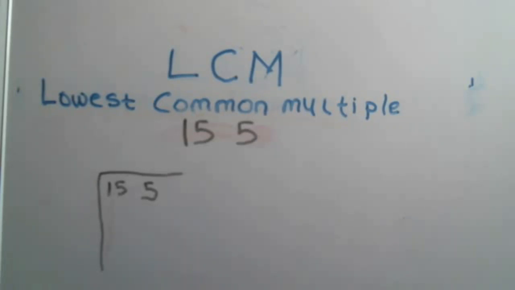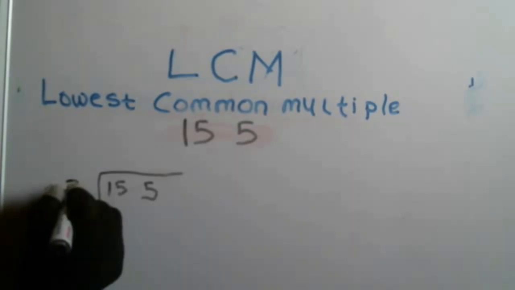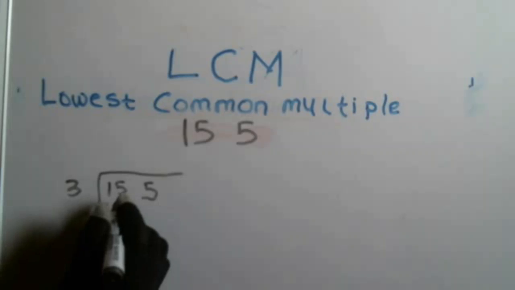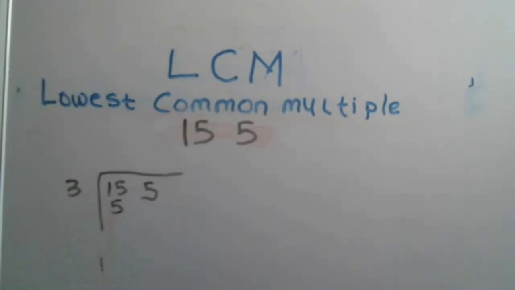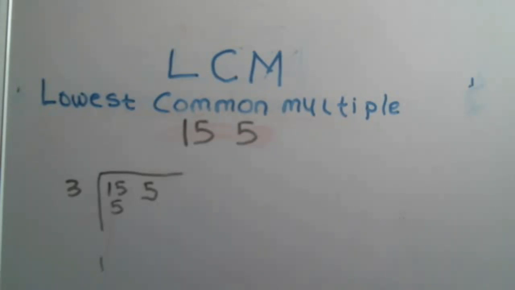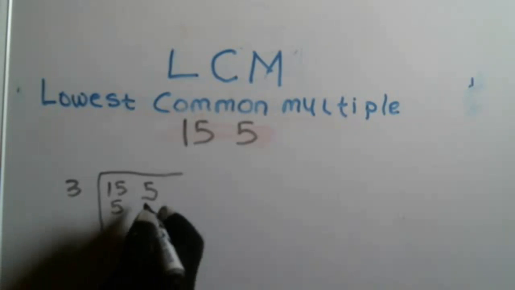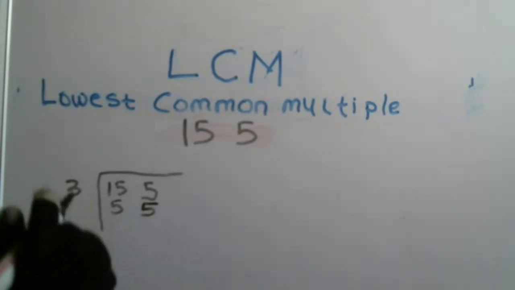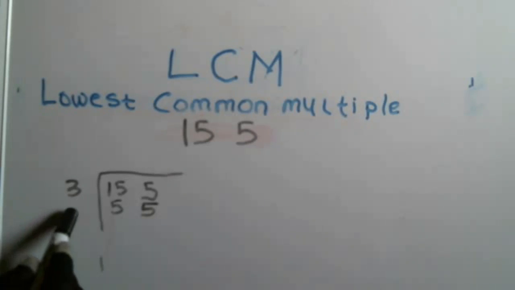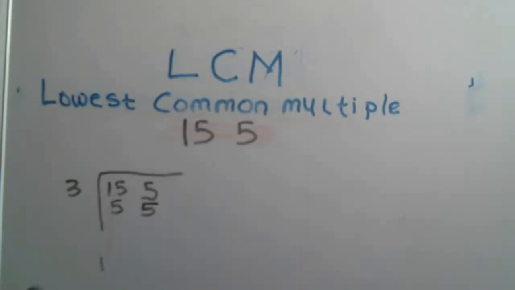It's not 2, no. I think we can try 3. So 3 into 15 will give us 5. That is, 15 divided by 3 should give us the number 5. 3 into 5, no, there will be a remainder. So let's leave 5 as it is. Can we still continue using the 3? No. We have 5, 5.